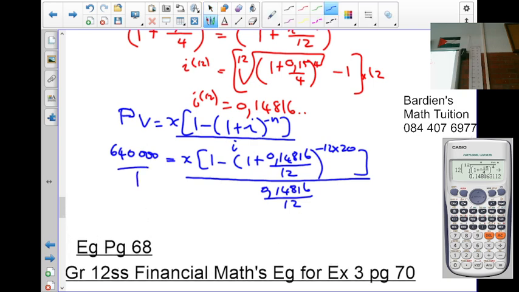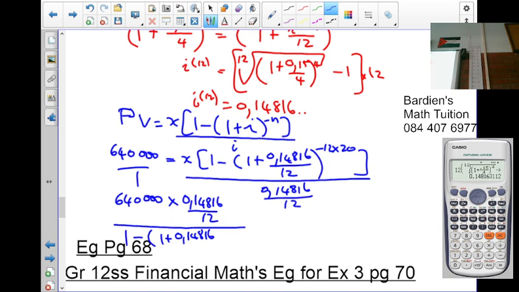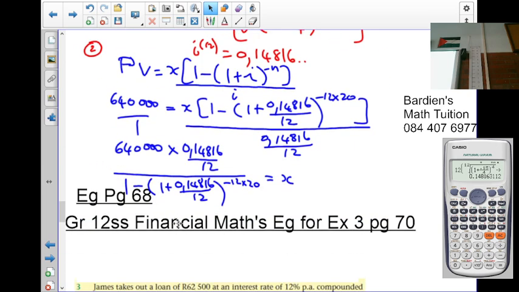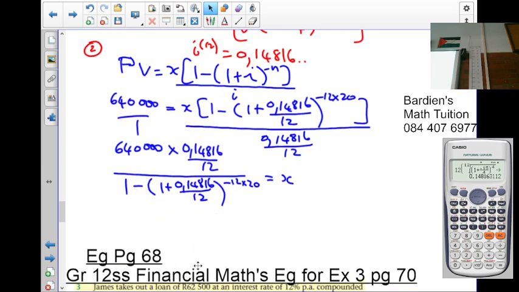Okay. So to get x on its own, again I'm going to cross multiply. That's going to give you 640,123 times 0,14816 over 12, and that's equal to x into that whole bracket. So I divide both sides by that bracket, which is 1 minus 1 plus 0,14816 over 12 to the exponent negative 12 times 20, equals x. Okay. So let's put that in the calculator.